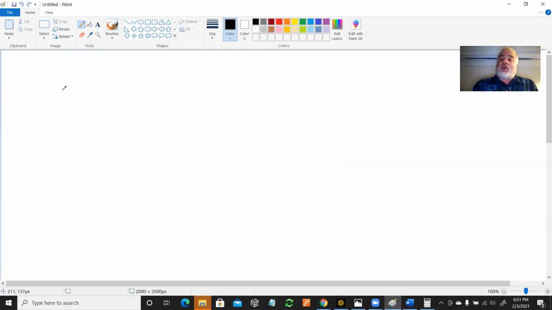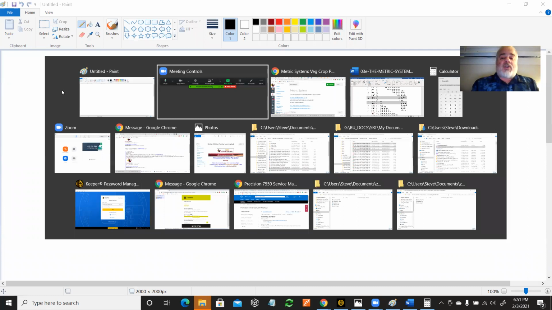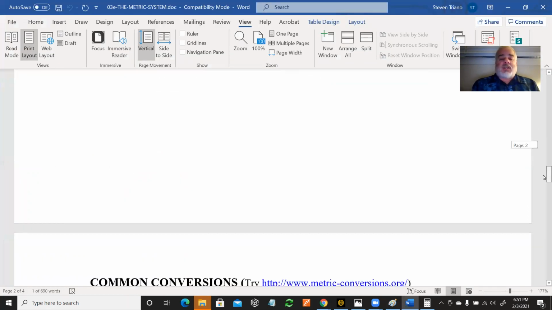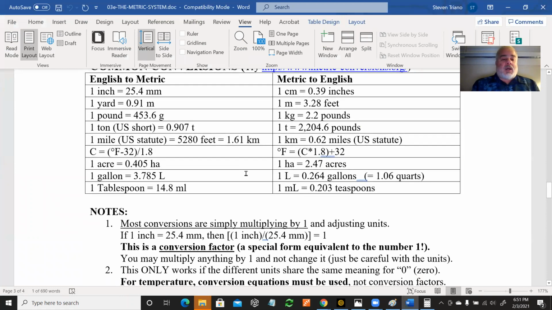Because the zeros are defined differently between centigrade and Fahrenheit. And because their zeros start at two different points, we can't just multiply by 1. It makes no sense. We need to do something else. And so there's a simple equation, and that equation is in the handout, a little over halfway down, I think it is.